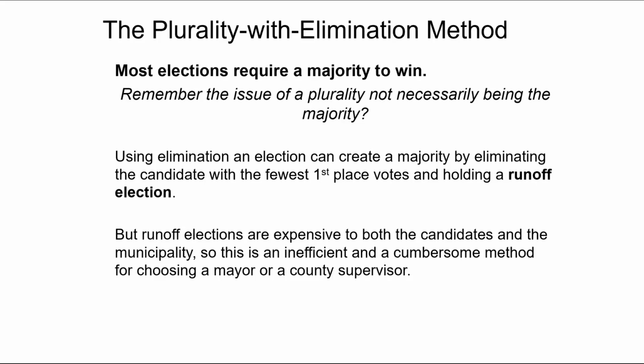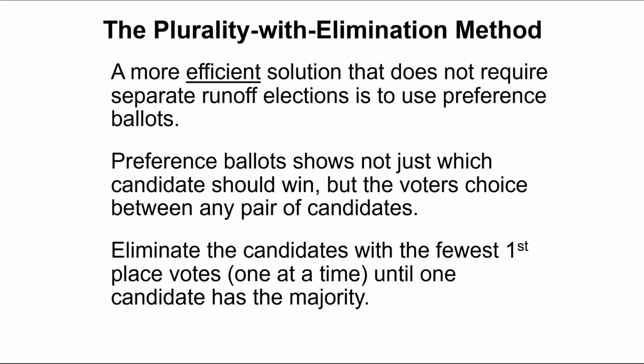The thing is, a runoff election is another election, which means it's expensive, it can be inefficient and cumbersome, and it can be very time consuming. The more efficient solution that does not require an additional runoff election is using preference ballots. The preference ballot that we talked about in Part 1 shows not just the first choice, who we want to win, but the voter's choice between any pair of candidates. So we can eliminate the candidates with the fewest first place votes one at a time until one candidate has the majority.